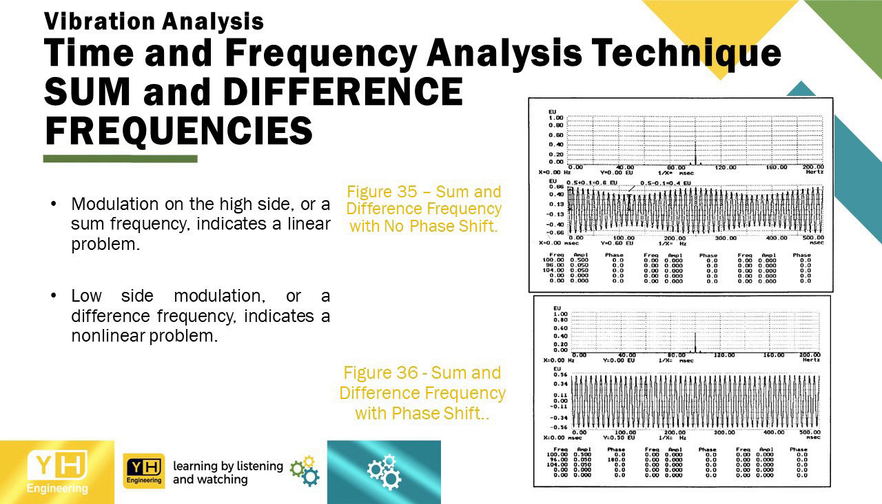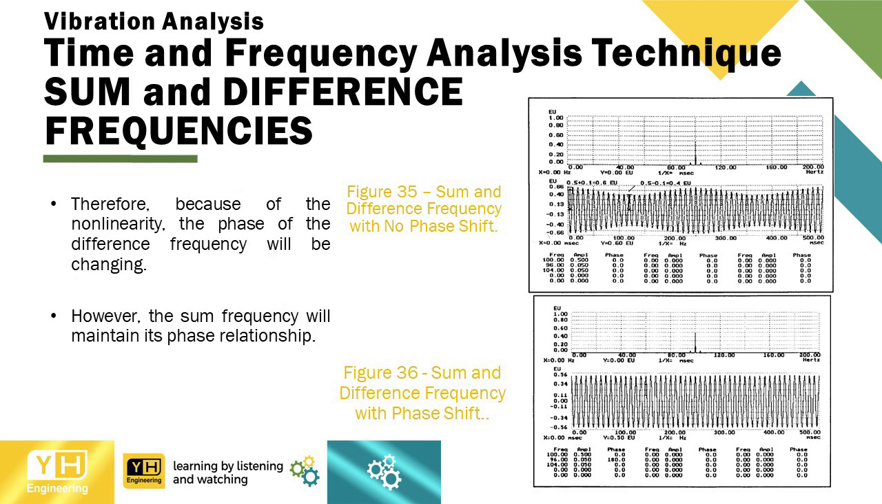Modulation on the high side, or a sum frequency, indicates a linear problem. Low side modulation, or a difference frequency, indicates a nonlinear problem. Therefore, because of the nonlinearity, the phase of the difference frequency will be changing. However, the sum frequency will maintain its phase relationship.